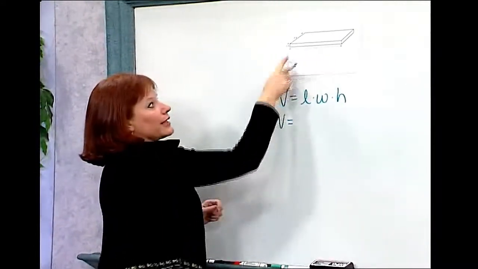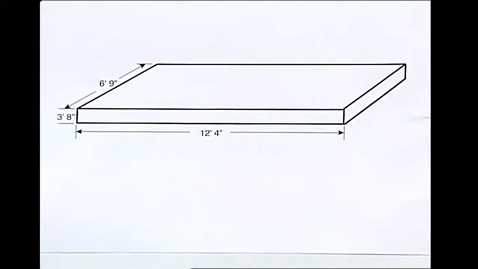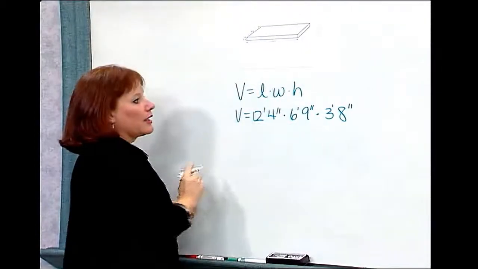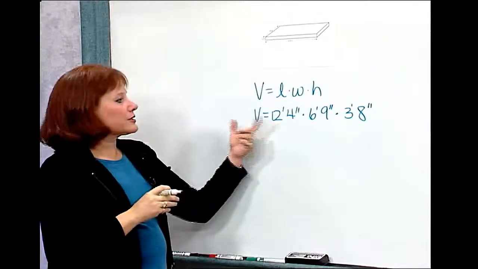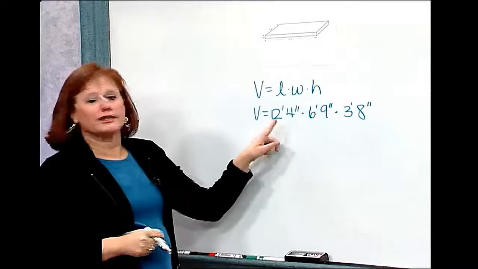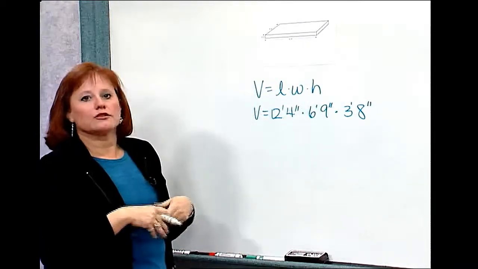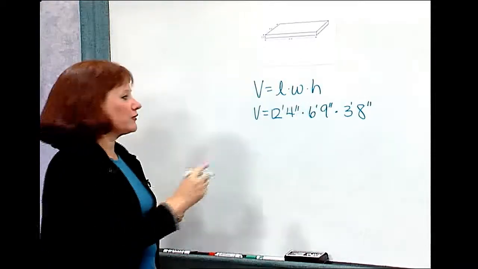In this case, the length of the box is 12 feet 4 inches. The width of the box is 6 feet 9 inches. And the height of the box is 3 feet 8 inches. It's very awkward to multiply these because they're not in the same units of measure. I have feet and inches in the same problem. So I'm going to convert my entire problem to feet.